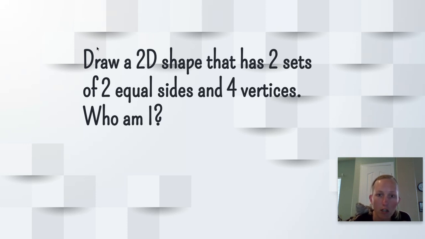Draw a 2D shape that has 2 sets of 2 equal sides and 4 vertices. What am I, or who am I?